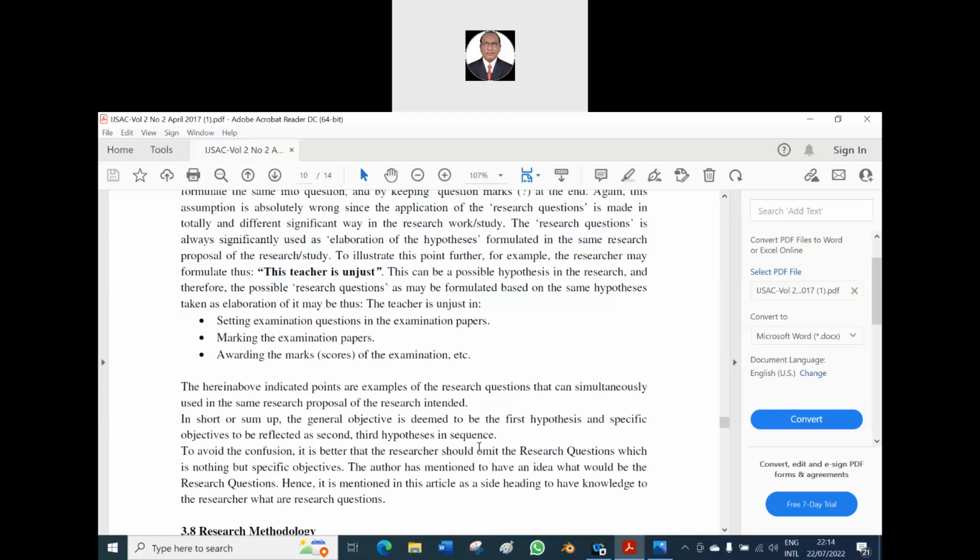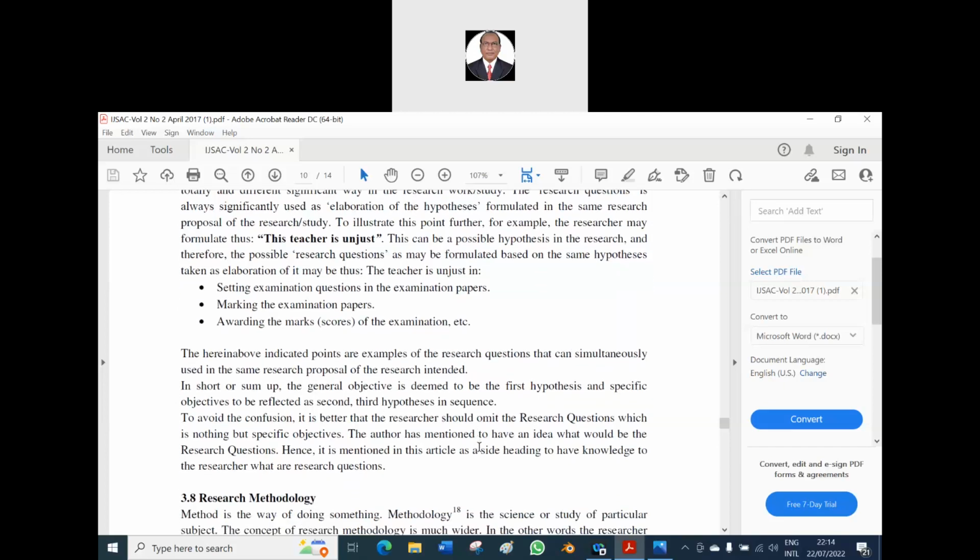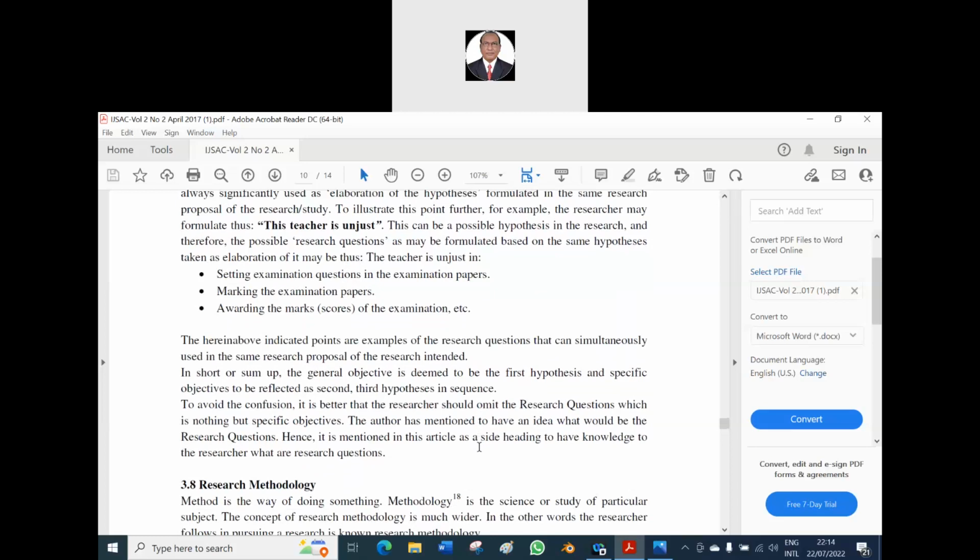So the points indicated above are examples of how research questions can be simultaneously used in the same research proposal. In short, the general objective is deemed to be the first hypothesis, and the specific objectives are reflected as the second, third and fourth hypotheses in sequence. Never exceed more than 4. I repeat, never exceed more than 4 hypotheses. I restrict it to only 3, and at the last resort 4.